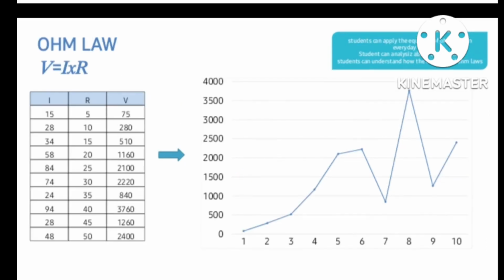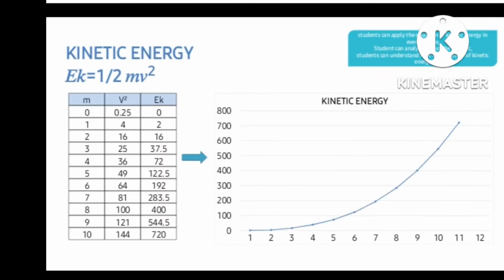And next, Ohm's law. The formula of Ohm's law is V equals E times R. If known, the E is 15 and R is 5, so E times R, 15 times 5, is 75. So then the graph we can see is wavy, or up and down. Next is the kinetic energy graph.